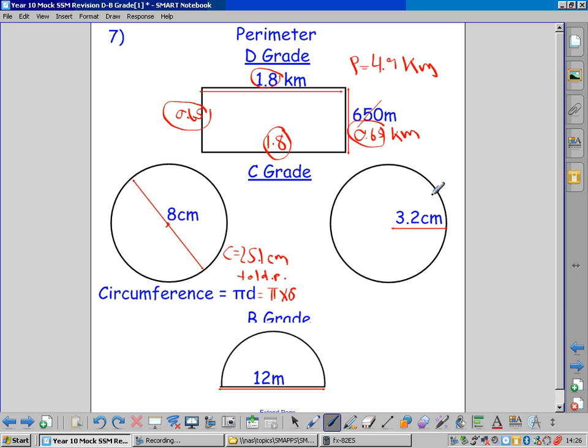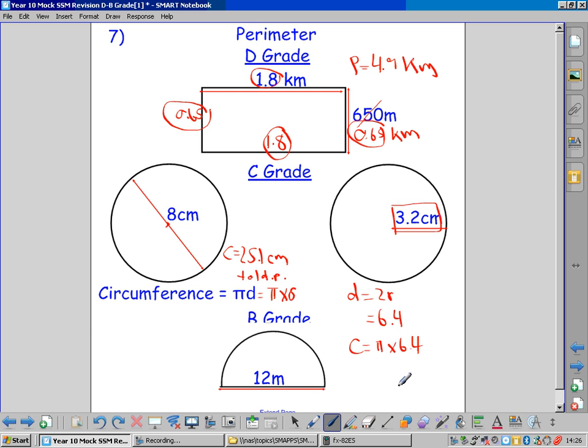Straightforward. What about if you're asked to find the circumference and you've only been given the radius? In this situation, you would need to find the diameter first. The diameter is double the radius. The diameter is 2r. So if it's 3.2, 2 times 3.2 is 6.4. Then the circumference is pi times the diameter.